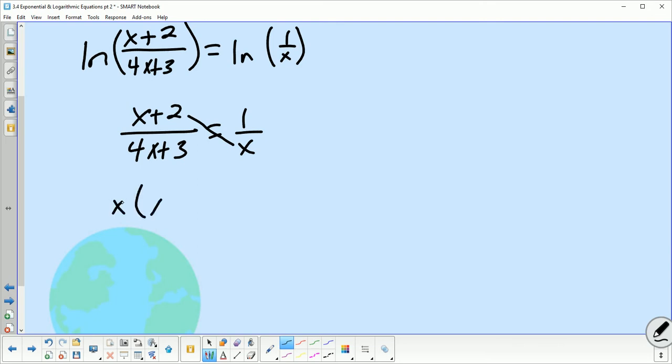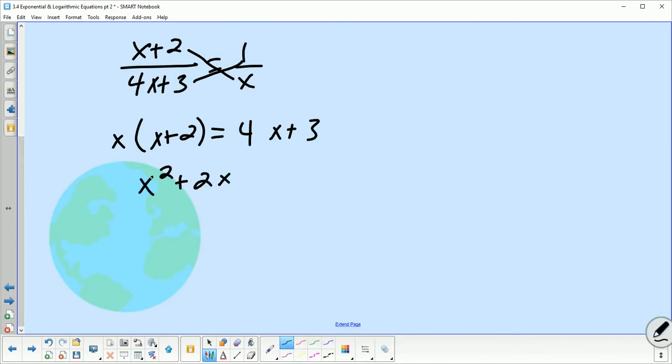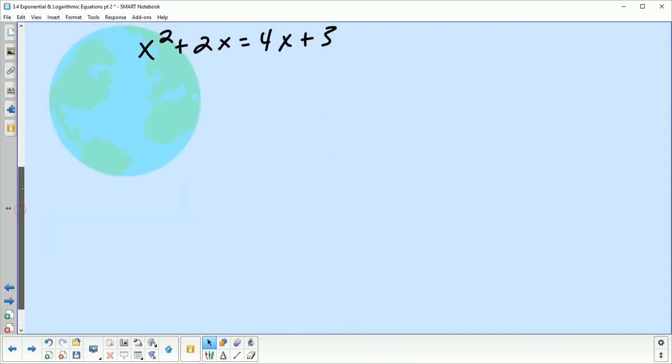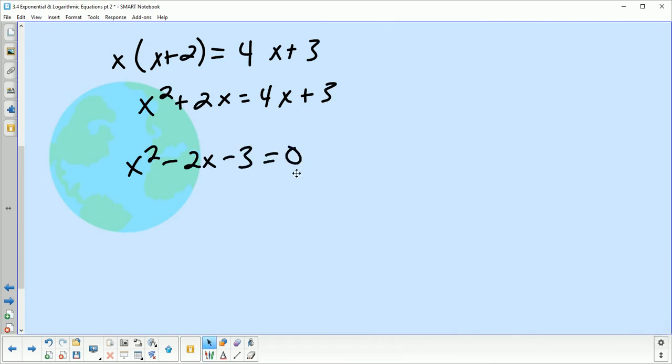I'm going to get x times (x plus 2), and that's going to just equal 4x plus 3 when I multiply (4x plus 3) times 1. Distributing my x now, I'd have x squared plus 2x equals 4x plus 3. And now I have a quadratic equation. To solve a quadratic equation, we've gone over several different ways to do that in the past, but initially you need to get everything on the same side first. So I'm going to subtract 4x from both sides, which is going to give me x squared minus 2x, and subtract 3 from both sides so that I have it set equal to 0.